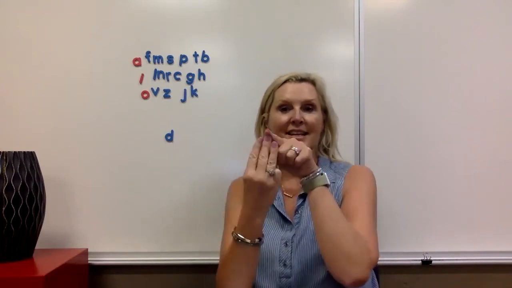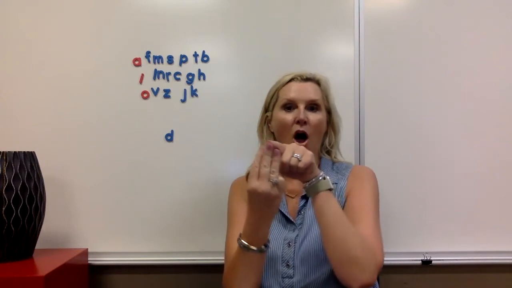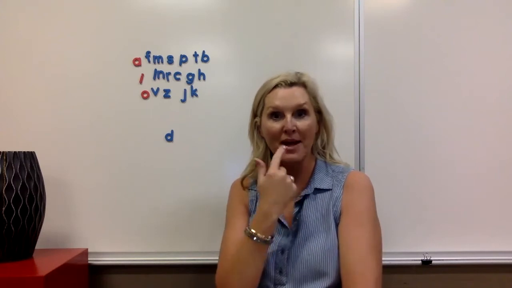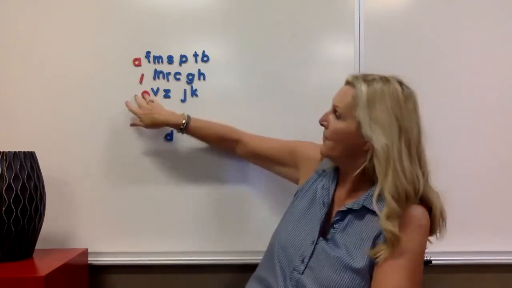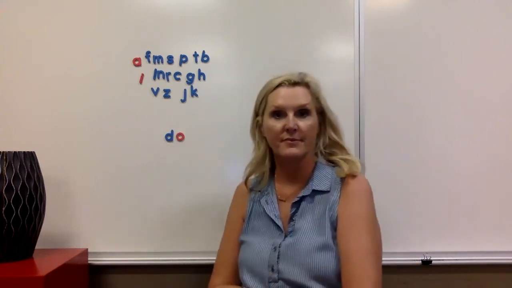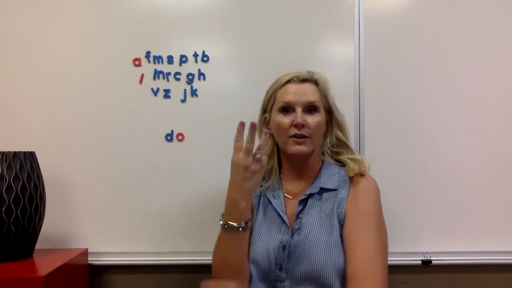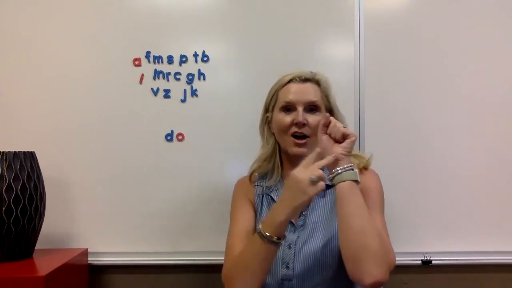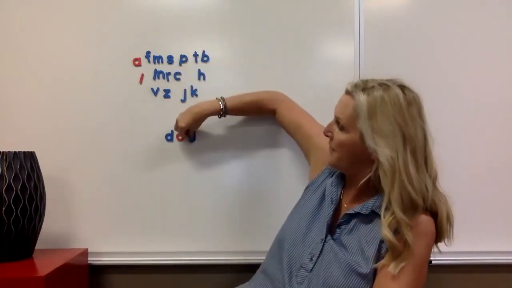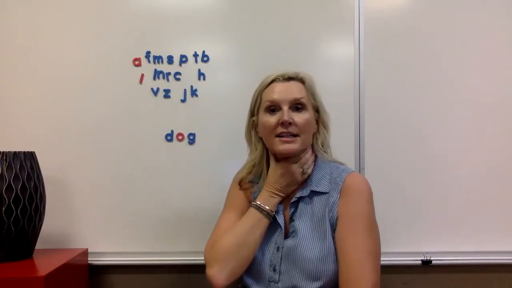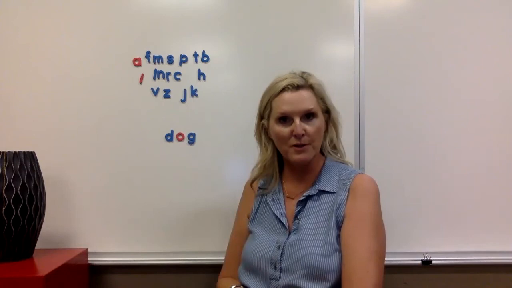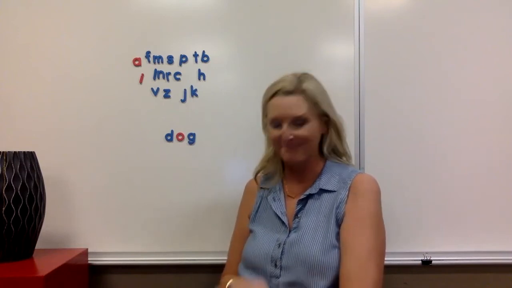D-og. Let's think about that middle sound. What letter says ah? Look at my mouth. Letter O. D-og. What letter says G? Letter G. We've been working with that one. It's the voiced G back kicker. D-og. Dog. What's our word? Our word is dog. Good job.